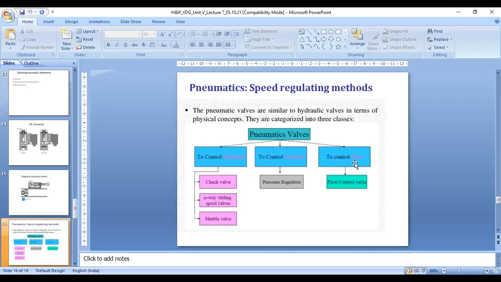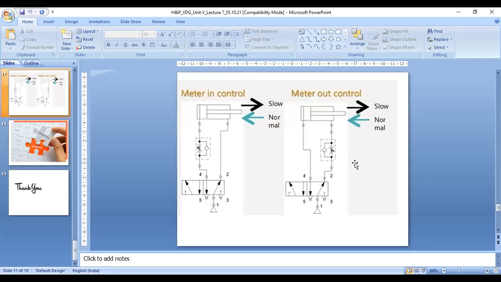Pneumatic speed regulating method. Pneumatic valves are similar to hydraulic valves in terms of physical concept. They are categorized into three classes: valves to control direction, to control pressure, and to control flow. These include check valve, sliding spool valve, shuttle valve, pressure regulator, and flow control valve. Meter in control, see here, controls the speed; meter out control also.